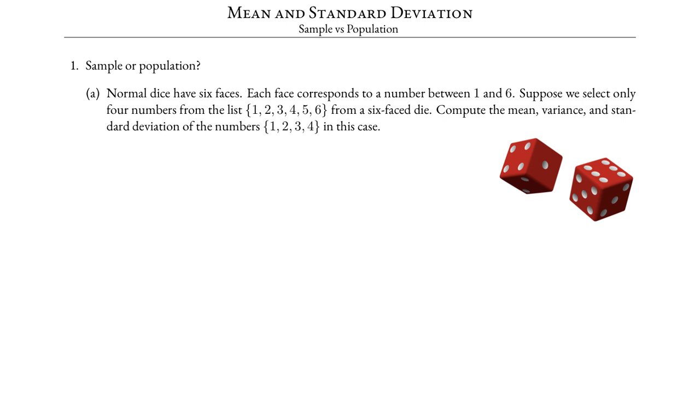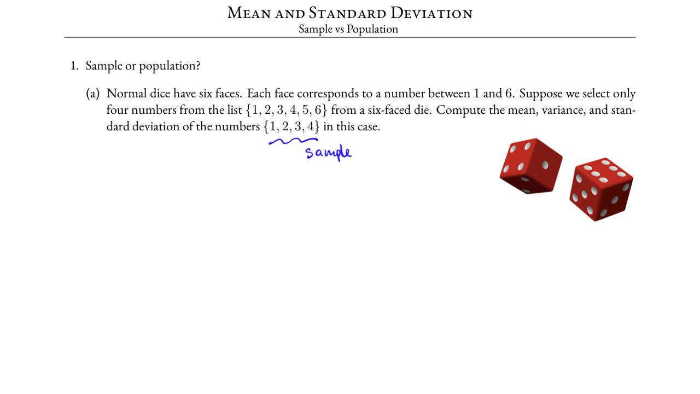Part A. Normal dice have 6 faces. Each face corresponds to a number between 1 and 6. Suppose we select only 4 numbers from the list 1, 2, 3, 4, 5, 6 from a 6-faced die. Compute the mean, variance, and standard deviation of the numbers 1, 2, 3, 4. In this case, only 1, 2, 3, 4. Since 1, 2, 3, 4 comes from 1, 2, 3, 4, 5, 6, we assume that this is a sample.